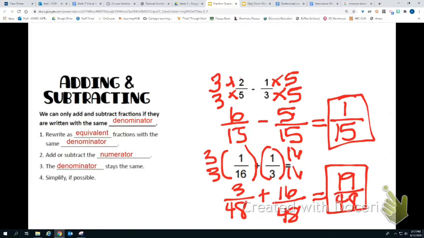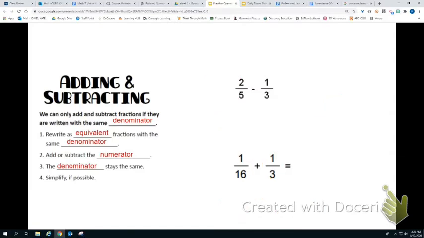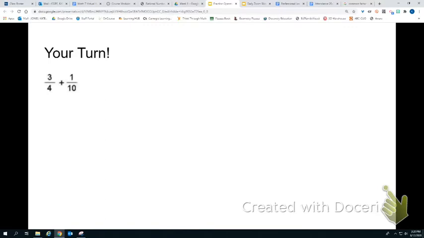Okay, so now it's going to be y'all's turn to practice, and if you want to scroll back and watch that first part of the video again, if you're getting stuck, you're definitely more than welcome to do that. First we're going to have you guys add and do 3/4 plus 1/10. And then you're going to check your answer and see how you did.